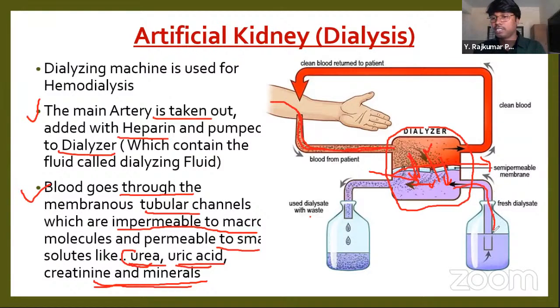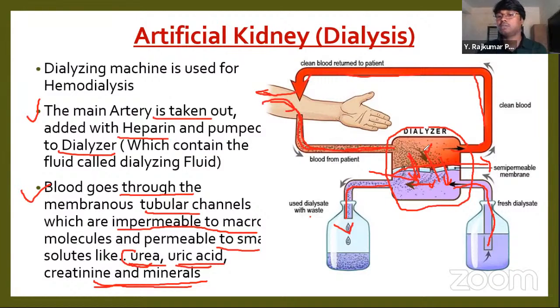After the filtration, the fresh dialysate comes here, and the salts go to the other bottle, and the cleaned blood which is formed after the filtration is again sent back with the help of a vein. It is again injected into the body of the person. We are taking out the blood with the help of an artery.